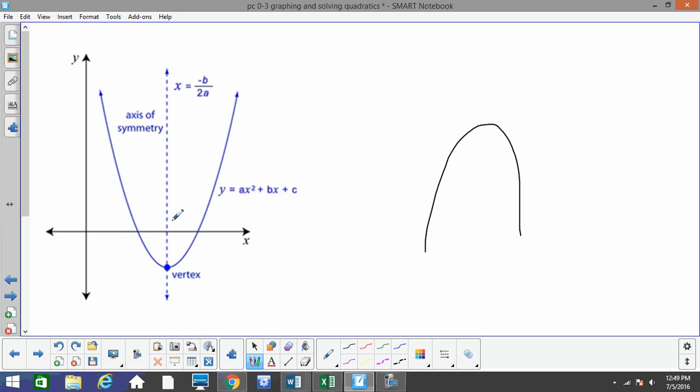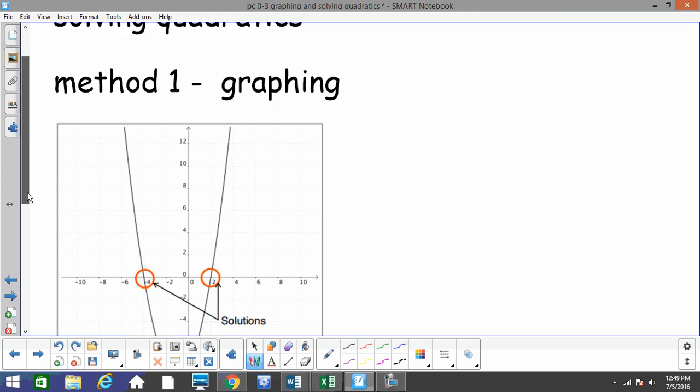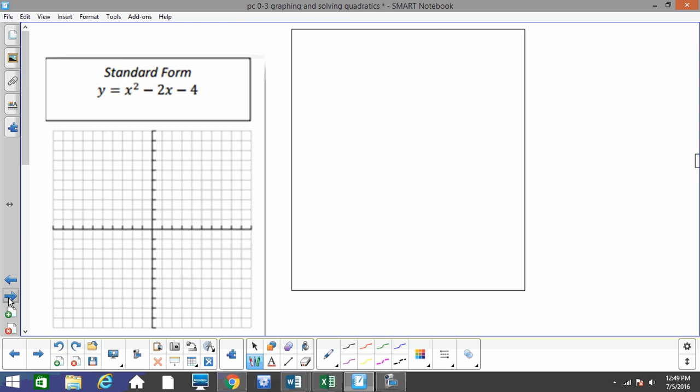If I were to fold this on the axis of symmetry, one side is going to land on top of the other side. The solutions are where it crosses your x-axis. So on this one, we're going to go ahead and solve this by graphing, and we're going to find out some basic information first.